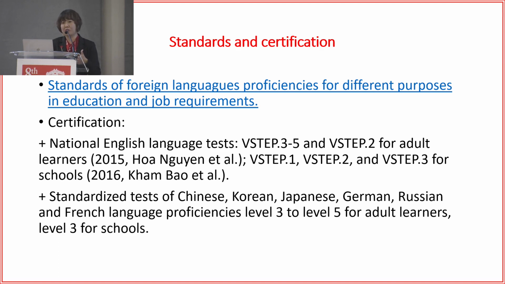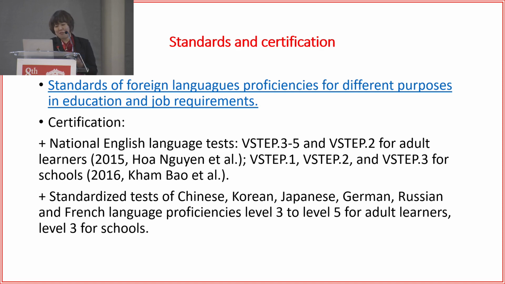One is for cross levels, from level B1 to level C1. The other is for level A2 for adult learners. And we have 3 tests for school students. We call them V-STEP 1, V-STEP 2, and V-STEP 3 for schools.